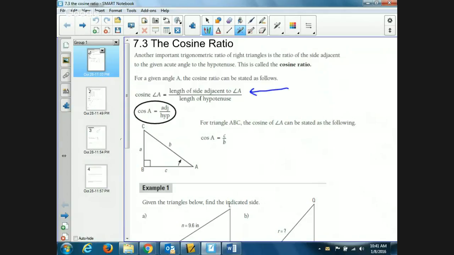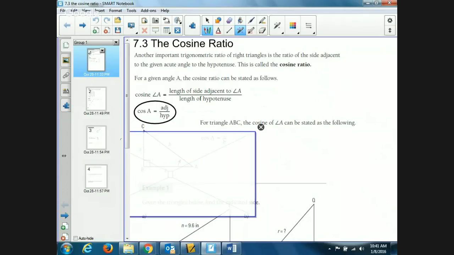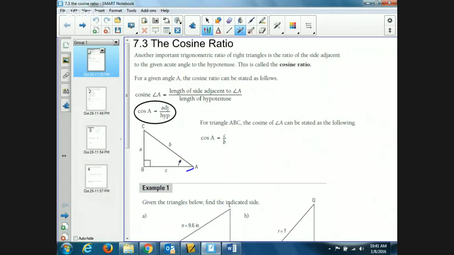The length of the side adjacent to angle A divided by the length of the hypotenuse. We abbreviate it here, ADJ for adjacent. Remember, it means beside. And then hypotenuse. So for this particular triangle, this is B, angle A right here. Side C is the one that's beside it, and it's not the hypotenuse.